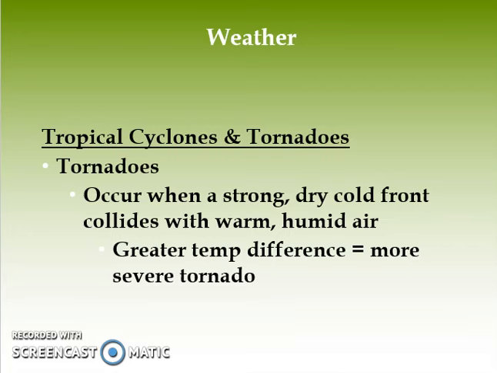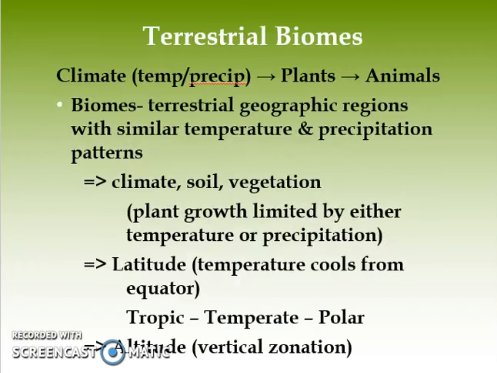Tornadoes occur when there's a strong, dry, cold front and it collides with a warm, humid front. These changes in temperature can actually cause a rotation and you get severe tornadoes. The greater the difference between the temperatures of the two masses, the dry mass and the warm, humid mass, the more severe the tornadoes will be. So kind of the more energy they'll have.